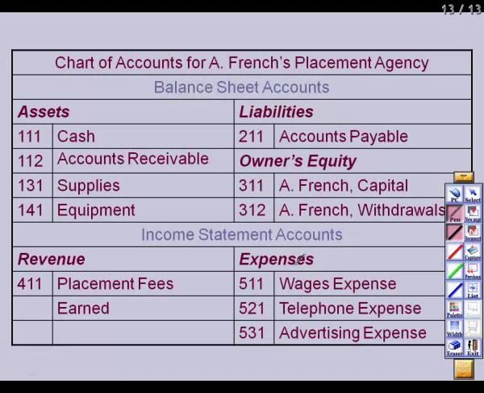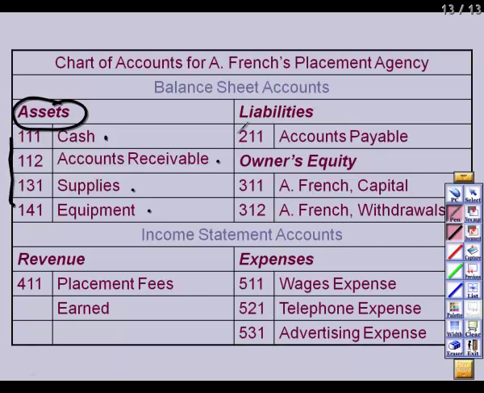Here we have an example of a chart of accounts for a French's Placement Agency. You notice that all his accounts are labeled according to their group. Here we have assets, and you have cash, accounts receivable, supplies, and equipment. Since they are all assets, they are all labeled by the same number. If you notice, they all begin with 100.